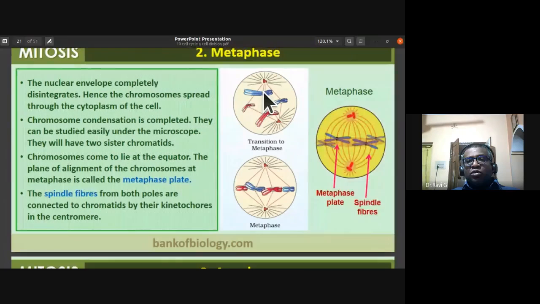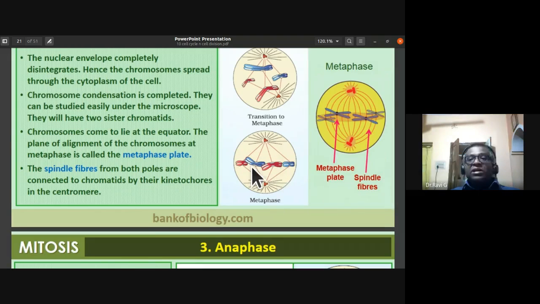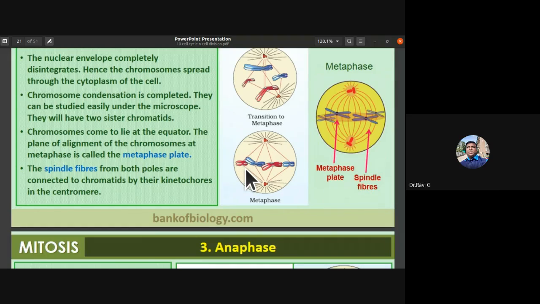Each chromosome will have two sister chromatids attached to the centromere, or four chromosomal arms. Chromosomes come to lie at the equator. That is the important step taking place during the metaphase stage. The plane of alignment of the chromosomes at metaphase is called the metaphase plate.